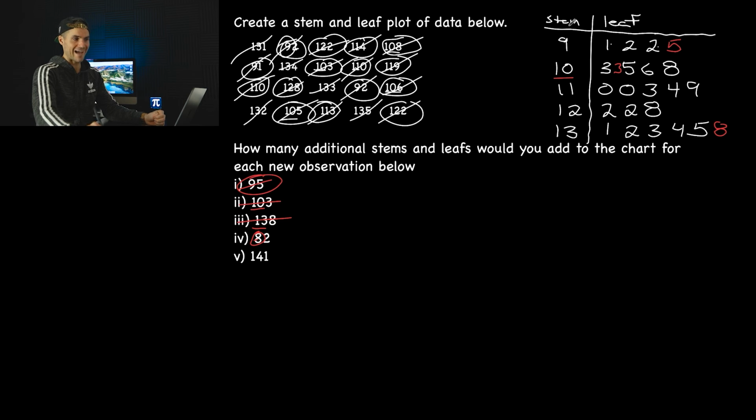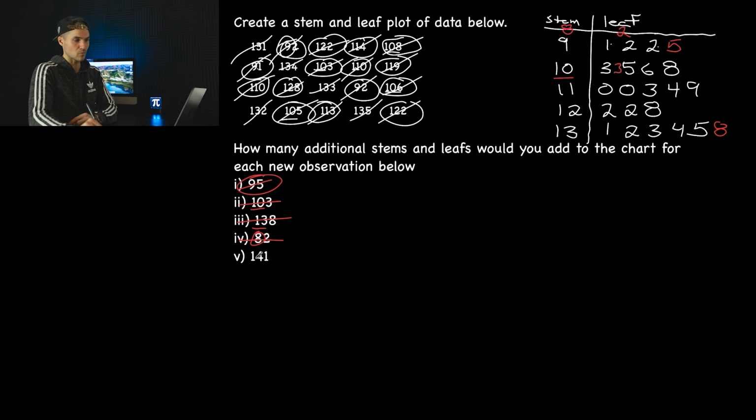82, notice that we don't have a stem of 8, right? So we would have to add that. Let's just put it up here. We're running out of room here. So 8. We would have a new stem of 8, and then we would have a new leaf of 2. So for 82, we'd have to add a new stem and a new leaf because we don't have a base for the 80s, right? We don't have a stem for the 80s, so that would have to go there.